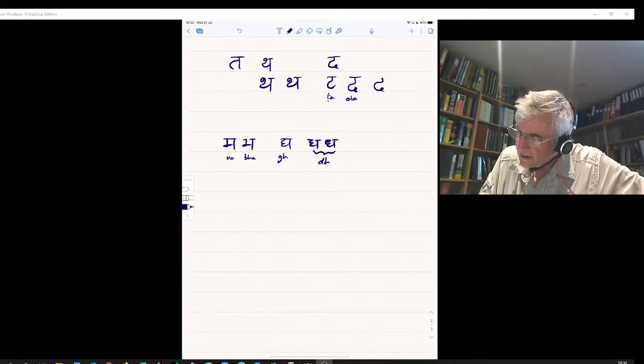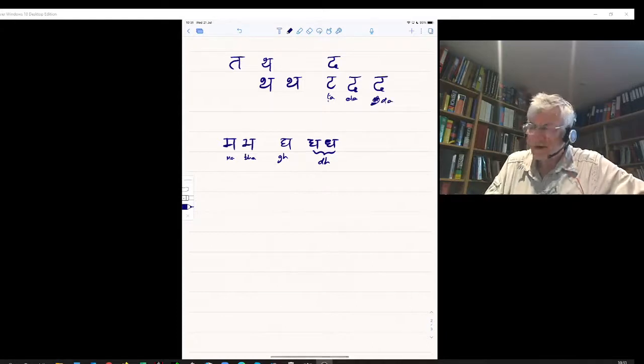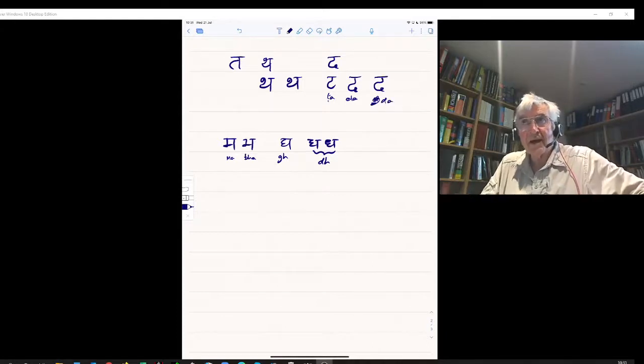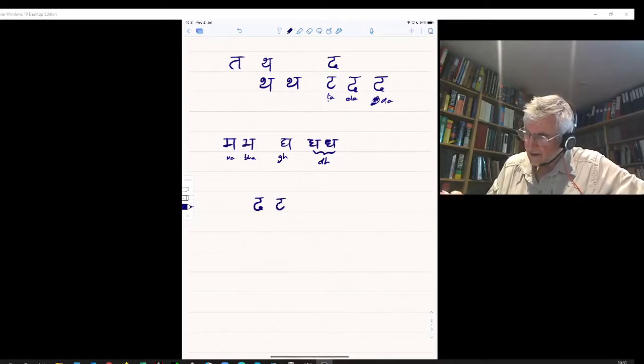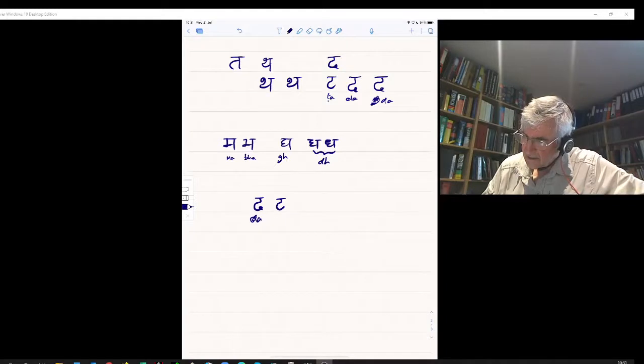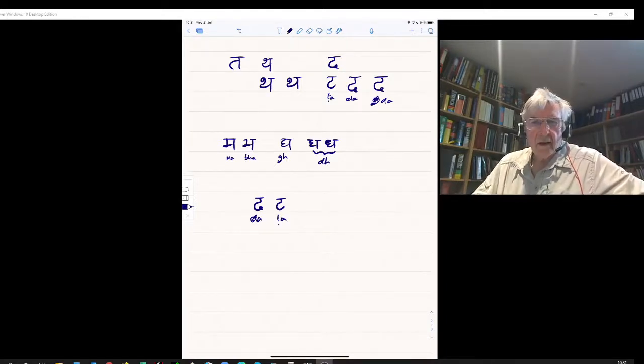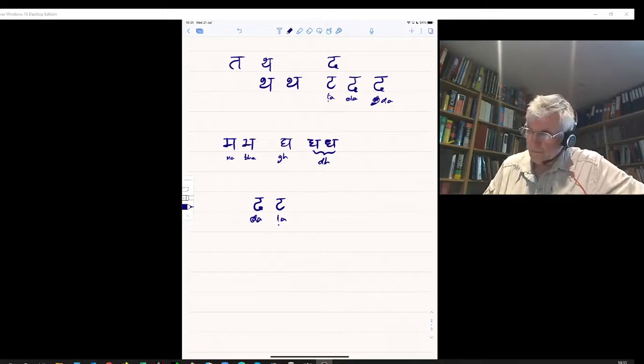So this little curly bit at the bottom, I'll write it again slowly. That. This curly bit at the bottom is not an optional flourish. It's an essential part of the letter, and it's what distinguishes the from the da. Da.